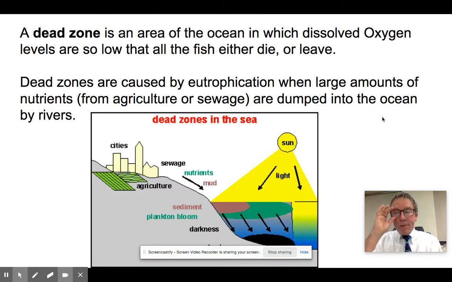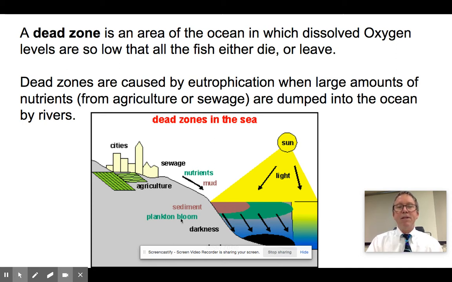Now, eutrophication is not something that just happens in lakes and rivers. It also happens in the open ocean. And that forms a thing called a dead zone. So just in the last 20 years or so, they've realized that there's these regions of the ocean in which they find no life. And what happens is you have agriculture and you have cities that produce sewage, and that carries nutrients into the ocean along with sediment.